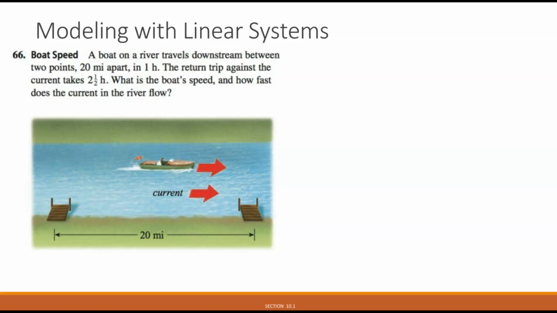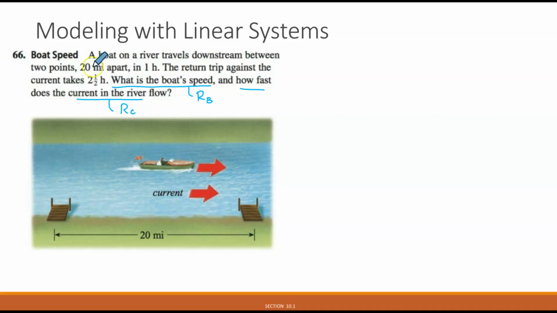Okay, another application problem. We want to make sure and read through, maybe however many times needed. We want to make sure we know what we're solving for and what information we're given. We want to know what is the boat speed and how fast is the current of the river. So let's let the boat speed be R for rate, the rate of the boat, and we'll say the rate of the current.